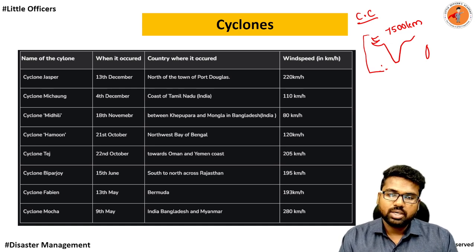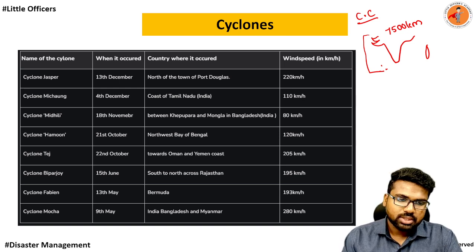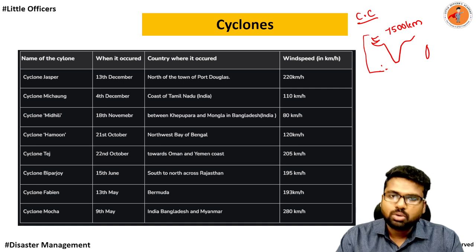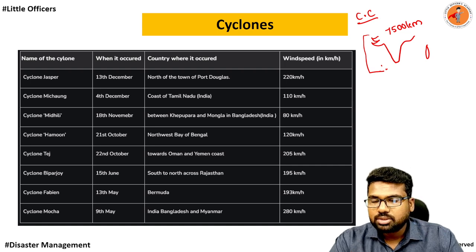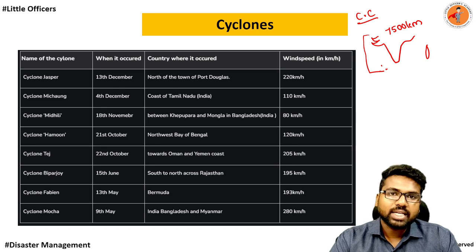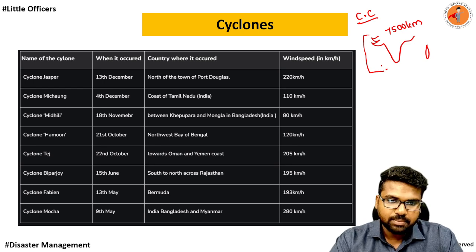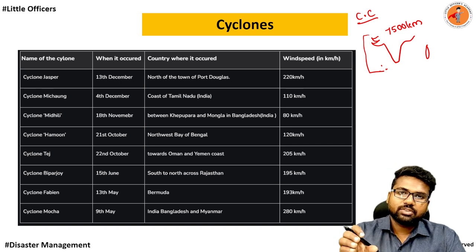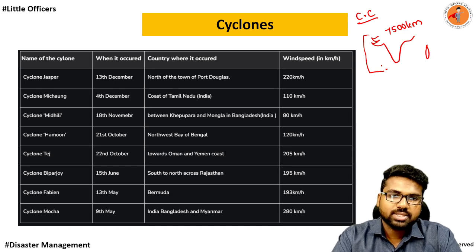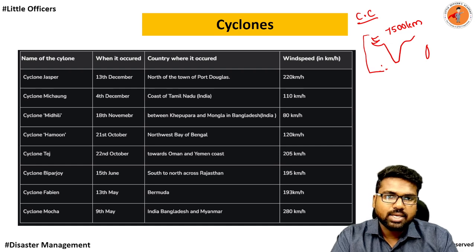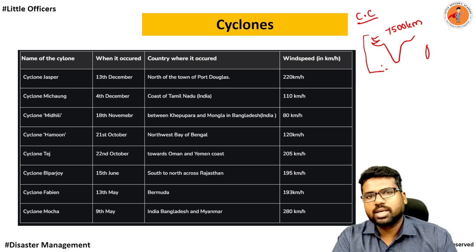Even recently we have seen Remal, and before that we have seen Jasper, Michaung, Hamoon, Tej, Biparjoy, Mocha. There are so many cyclones, with varying degrees of intensity, leading to different locations being vulnerable to devastation by these tropical cyclones. So occurrences, as you are going for the examination, you focus on the recent 1 or 2 years' occurrences. You will get 5 or 6 examples.